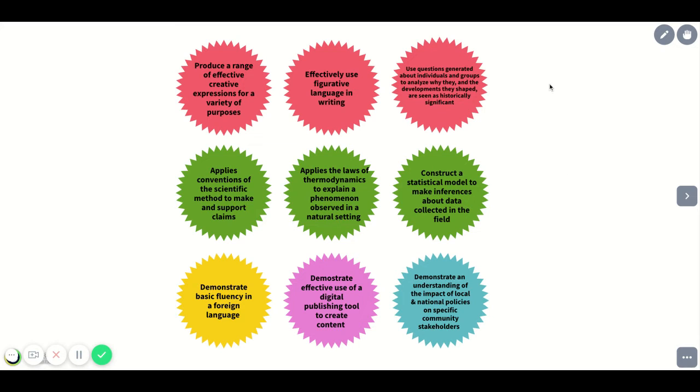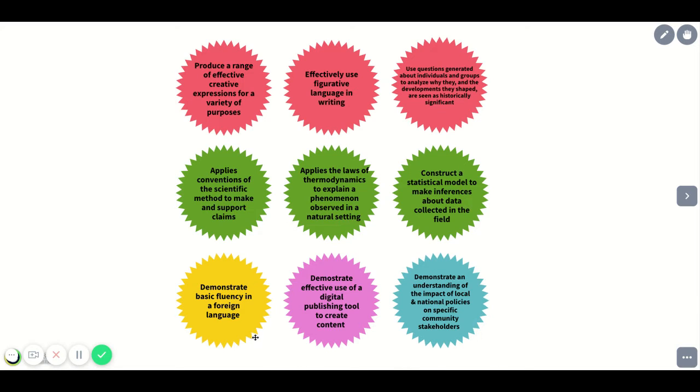The red ones might be more related to English and humanities, such as producing a range of effective expressions or figurative language or generating questions about historical significance. The green ones are more science mathy, so apply conventions of the scientific method to make and support claims, maybe something very specific to a law of thermodynamics, maybe statistics. But there would be even more, right?